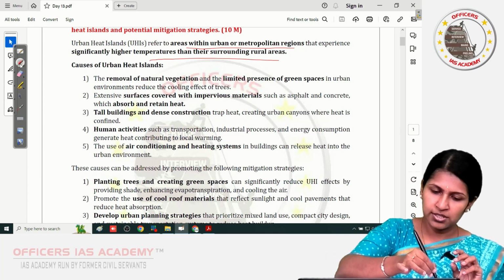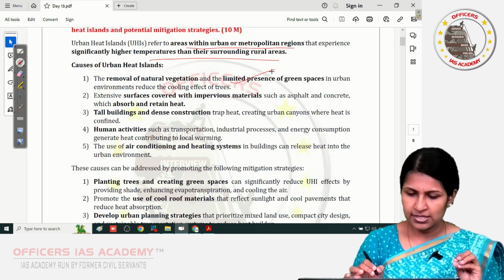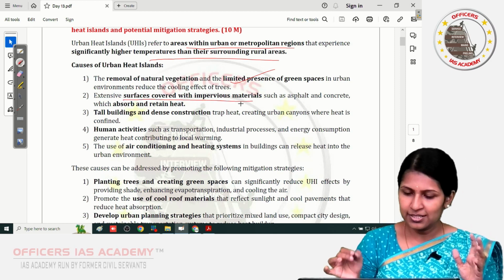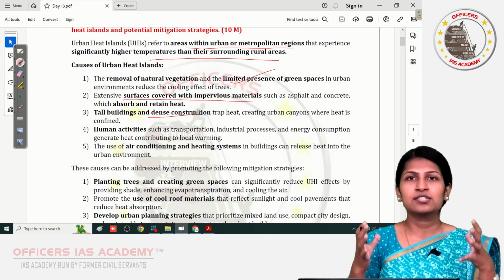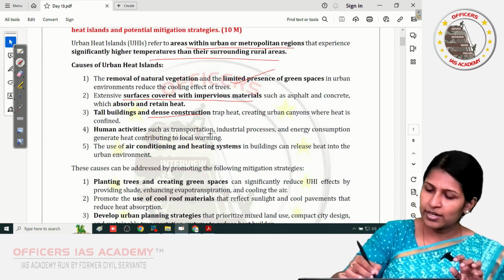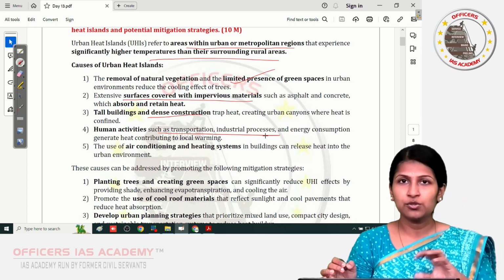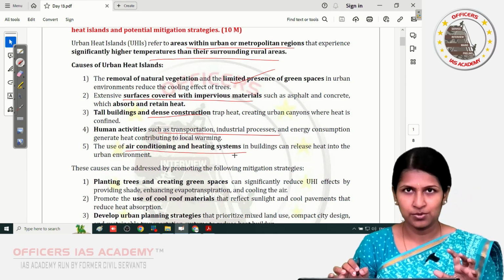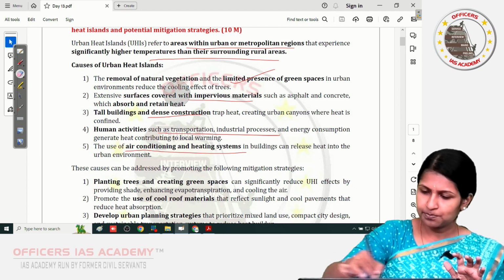Yes, what are the causes? So we've discussed the causes: removal of natural vegetation, limited presence of green spaces, and we have the building materials which are covered with impervious materials. So that is another cause. Tall buildings and dense construction. I told you, there are congested construction patterns which are followed in the city regions. Human activities, anthropogenic activities like transportation, industrial processes, which are contributing to the local warming conditions, and increased use of air conditioning and heating systems. Yes, these are the causes of the urban heat islands.